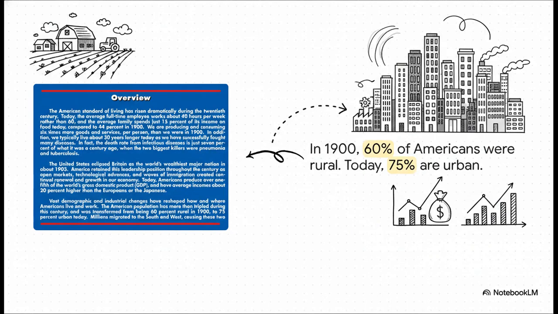To really get a grip on this story, you just have to look at this one stat. Back in 1900, most Americans, like 60% of them, lived out in the country. But today, a whopping 75% of us are in cities. So, what happened? Well, that massive shift was powered by the very economic engine we're going to unpack right now.